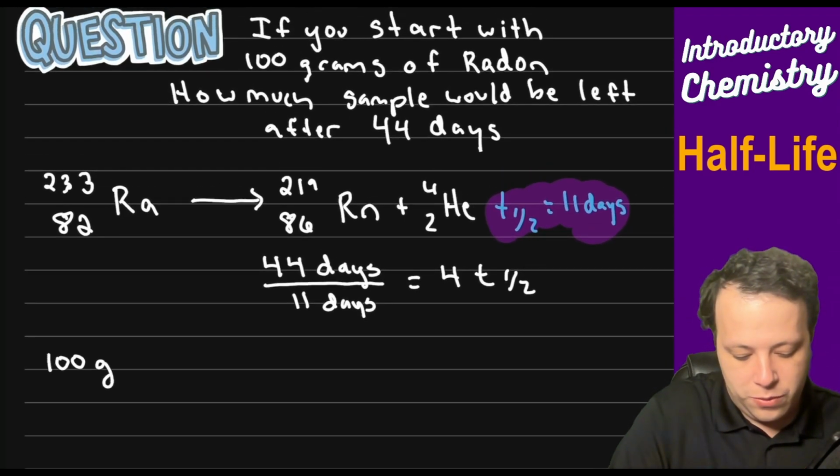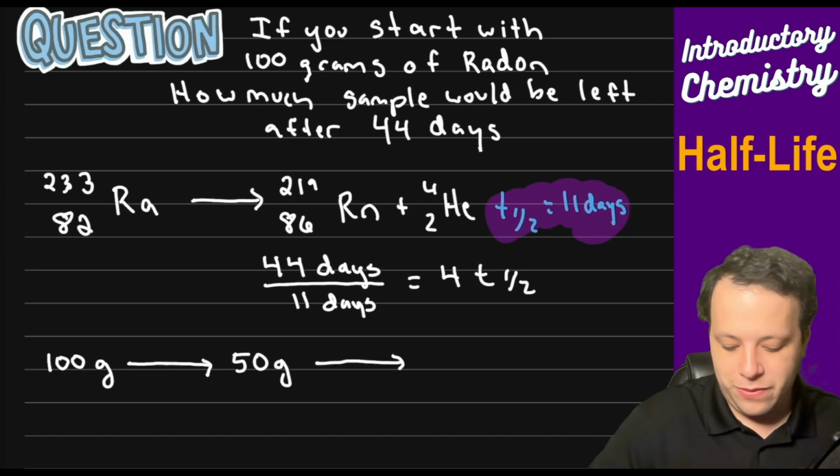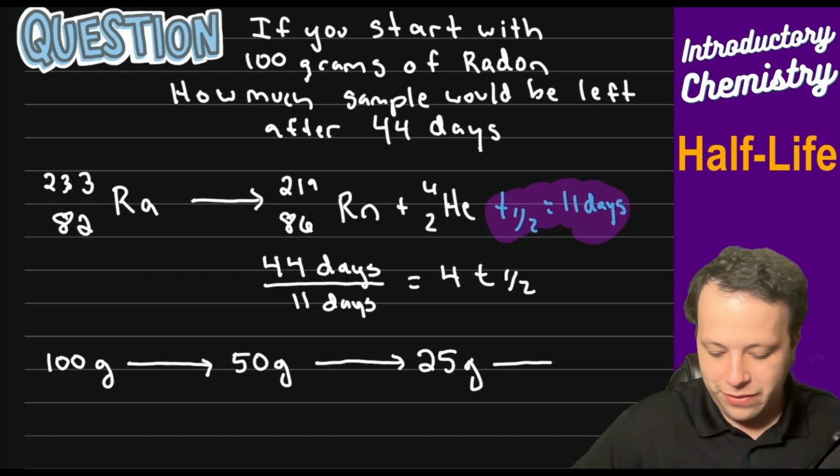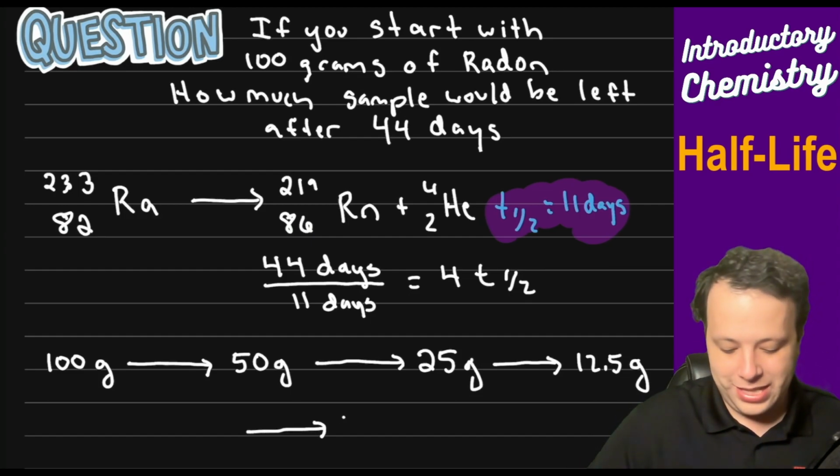I would first start once again at 100 grams. Across the first half-life, it would go down to 50 grams. The second half-life would go down to 25 grams. The third half-life would go down to 12.5 grams. And then the fourth half-life would go down to 6.25 grams.